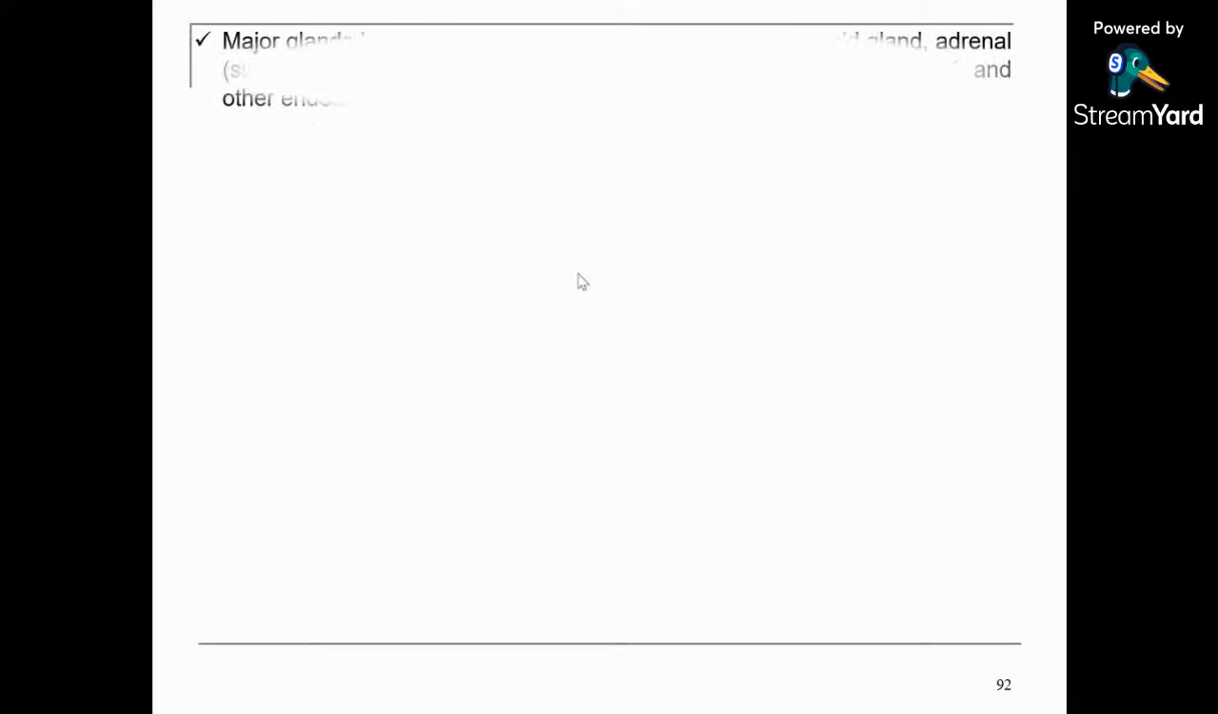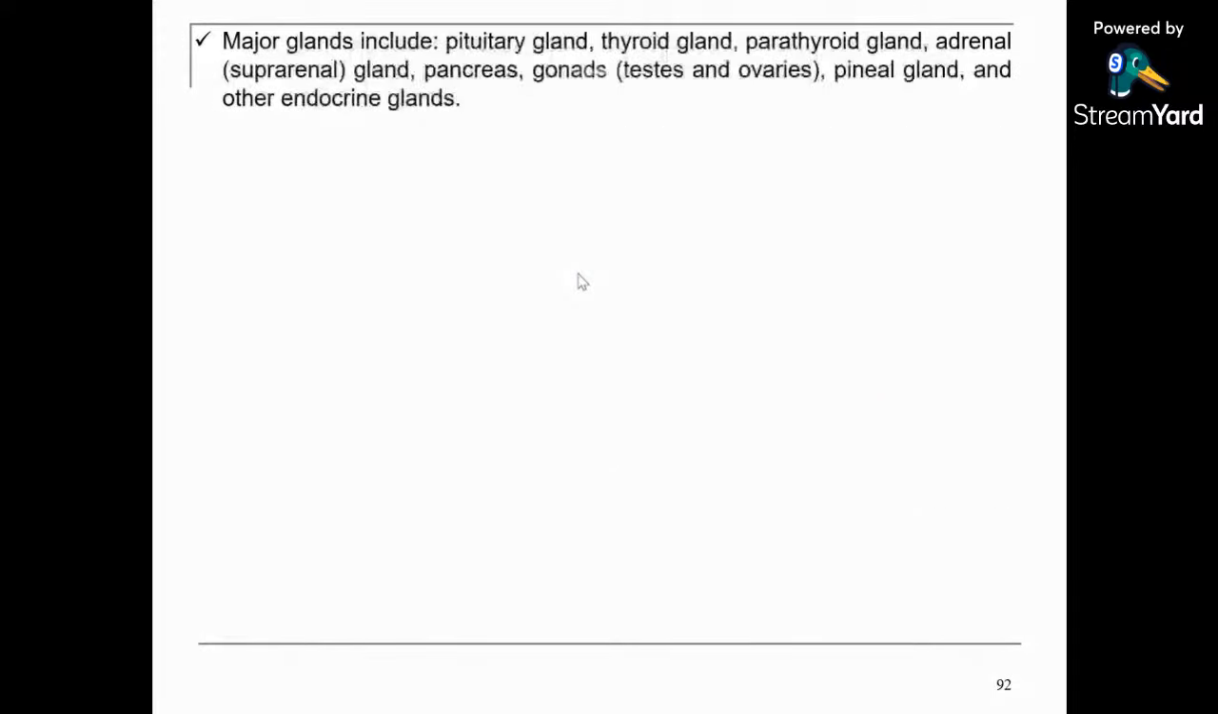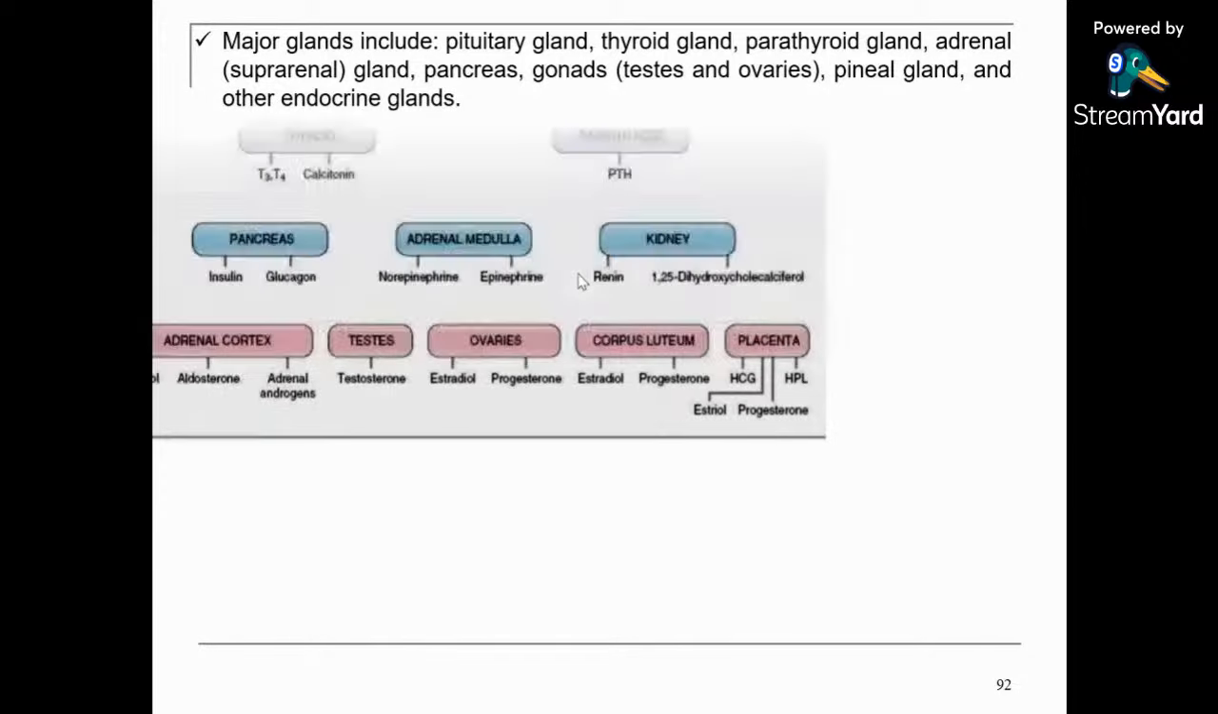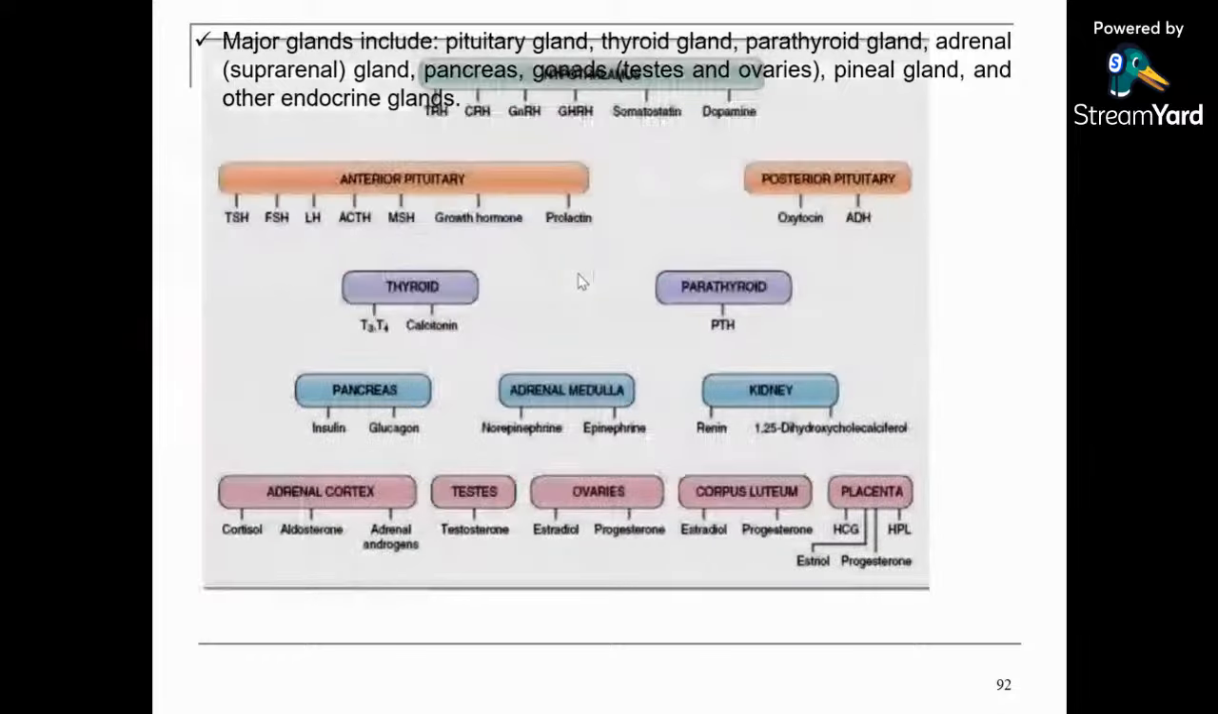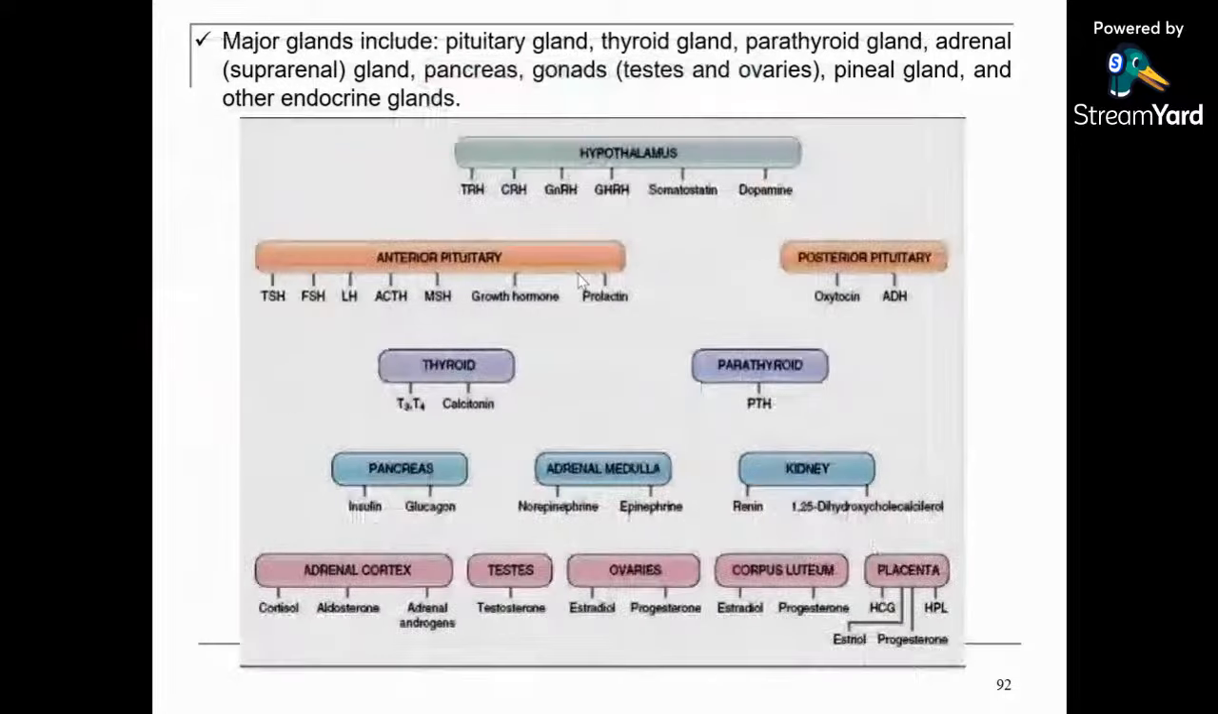The major glands which we studied today are the pituitary gland, thyroid gland, parathyroid gland, adrenal gland, pancreas, gonads, which are composed of testes and ovaries, pineal gland, and other endocrine glands. And this diagram shows overall the hormone release from different parts of the body. This is the source of the information.